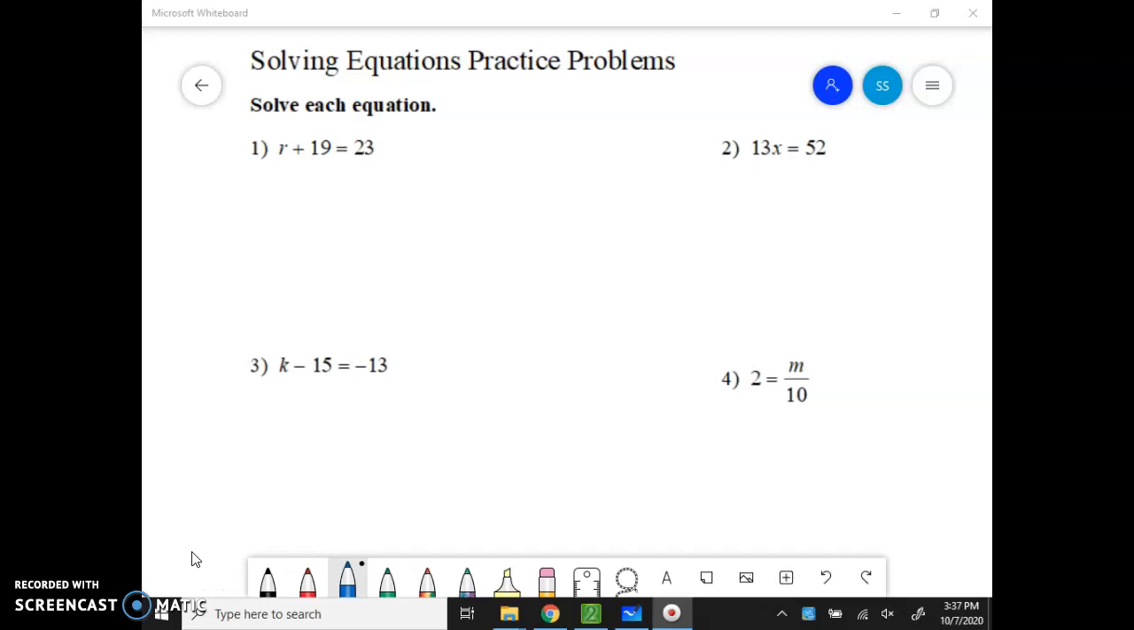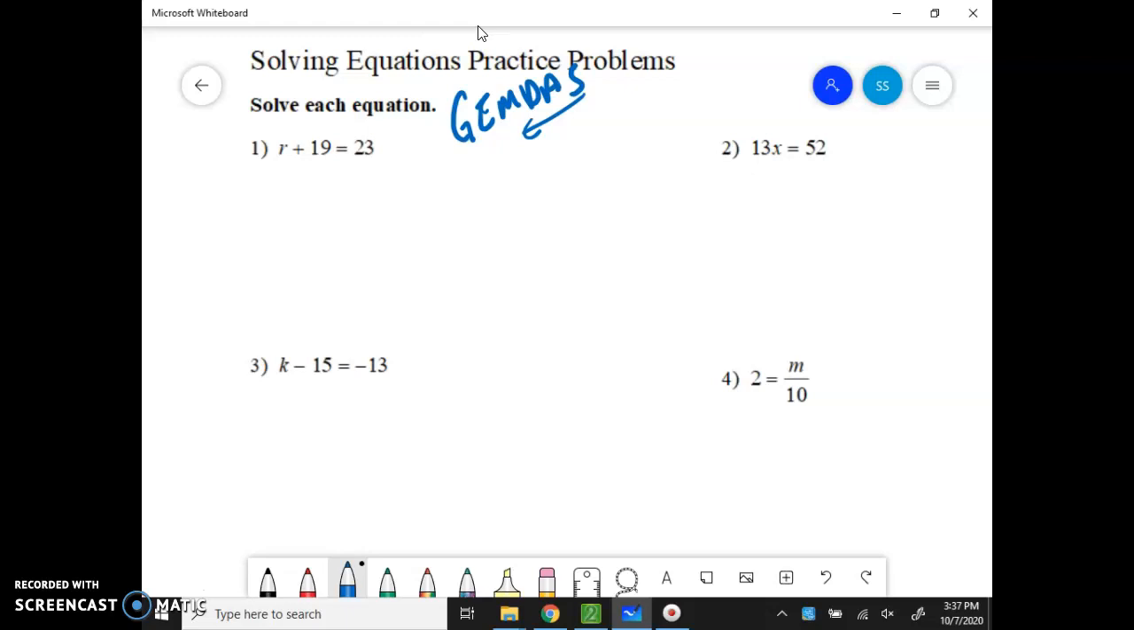All right, so just keep in mind we are going to be doing the inverse operation in reverse GEMDAS order, right? Remember groupings, exponents, multiply, divide, add, and subtract. We're going to be going in the reverse order here, okay? So for these one-step equations, it should be pretty easy. We're just going to do the inverse operation of whatever is being done to the variable.